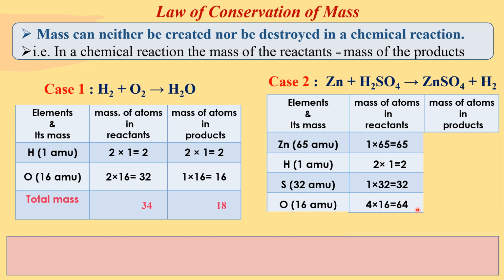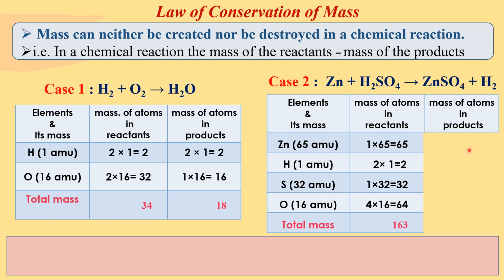So the total mass of the reactants is equal to the sum of all the mass of elements present in the reactants. So total mass equal to 65 plus 2 plus 32 plus 64, which is equal to 163.